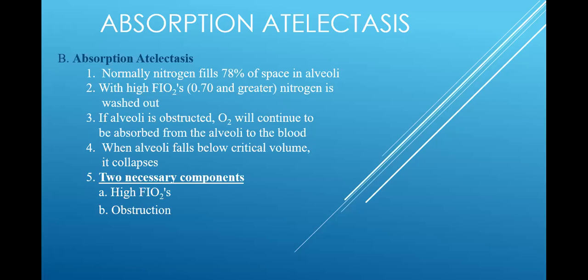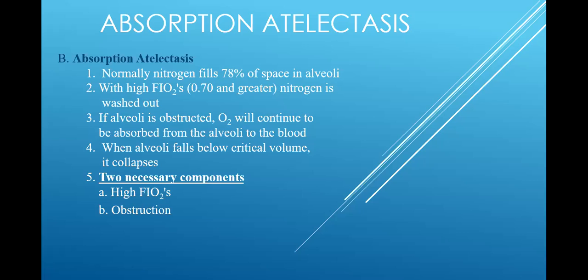All right, absorption atelectasis. Normally, nitrogen fills 78% of the space in the alveoli. With high FiO2s, usually 70% and greater, the nitrogen is washed out. If the alveoli is obstructed, the O2 will continue to be absorbed from the alveoli into the blood. But then the alveoli falls below critical volume and it collapses.